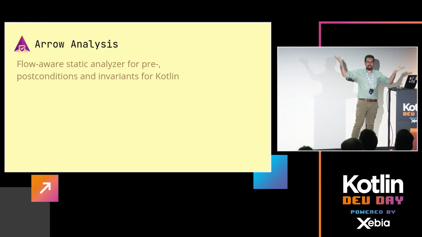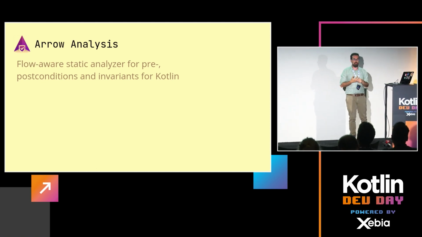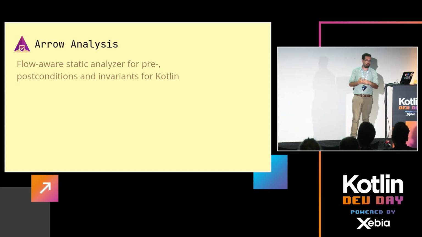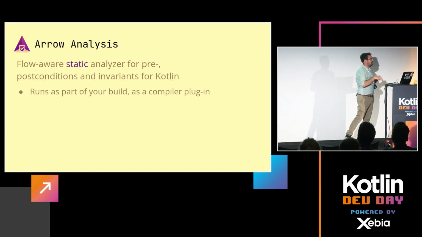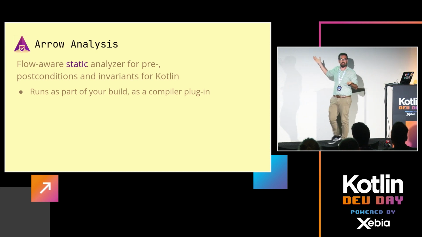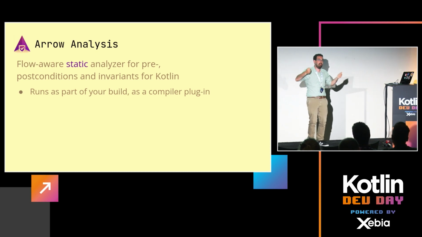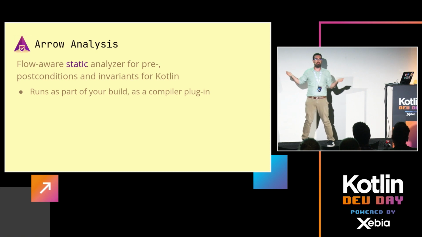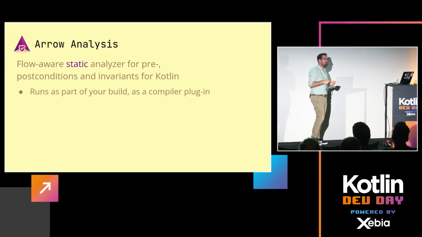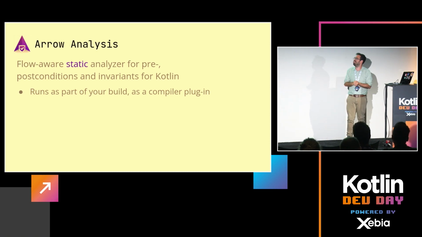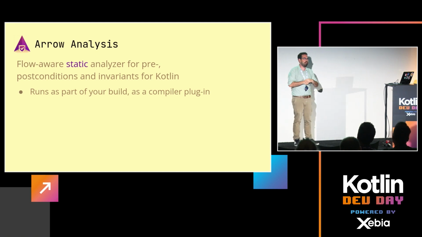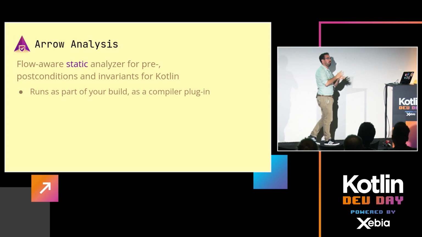So it's like a static analyzer, and we do pre-post conditions and invariants. But let me go a bit part by part. So we build this as static analysis tools, and that means this is not something which happens at runtime. This is something which happens at compile time. If you really want to know how it works, it is a compiler plugin built on top of Arrow Meta, so it's integrated in your build.